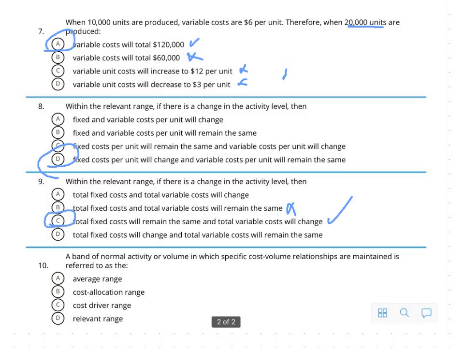A band of normal activity of volume with specific cost-volume relationships maintained is the relevant range. So there you have it. How did you do?